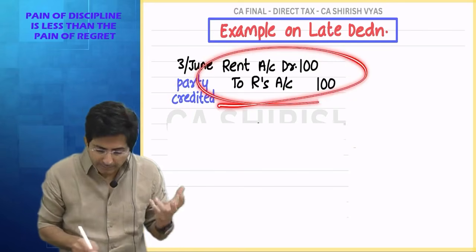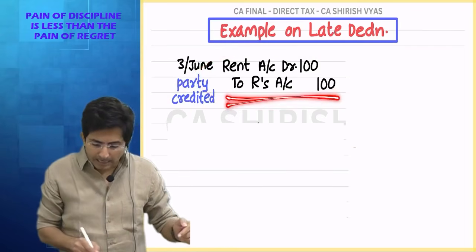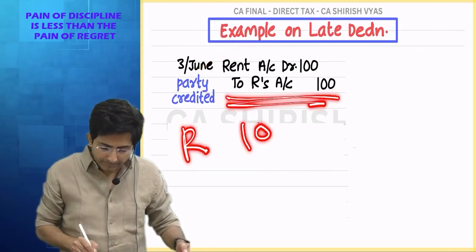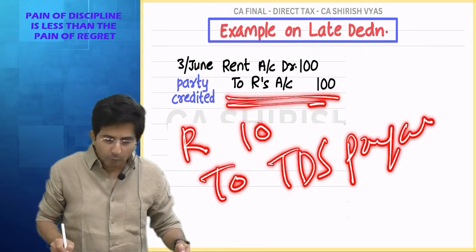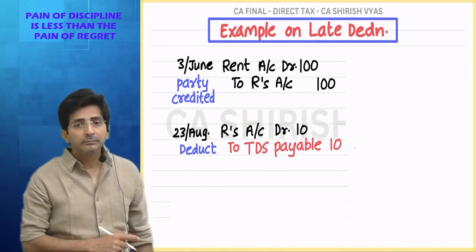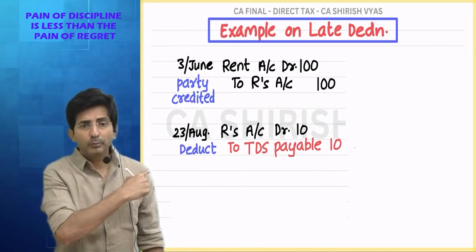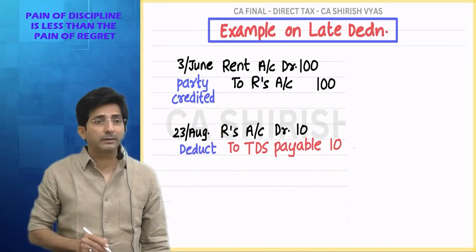So tell me, how should I correct my mistake? In August only, our account will be debited by 10 and 2 TDS payable. I will have to pass a fresh entry now. See, this I did in the month of, look, 23rd August. Assume 23rd August was the date of survey.